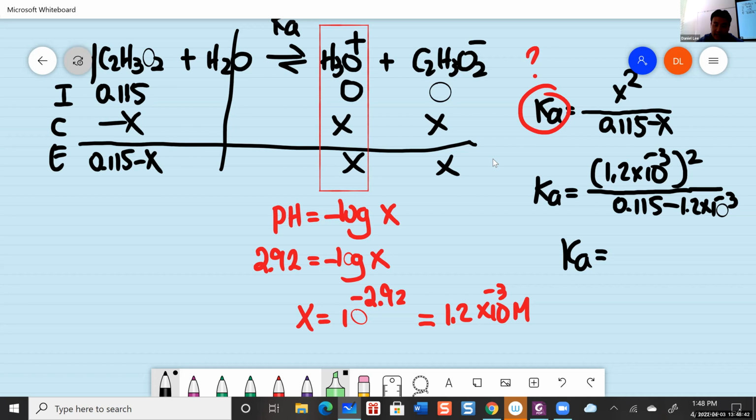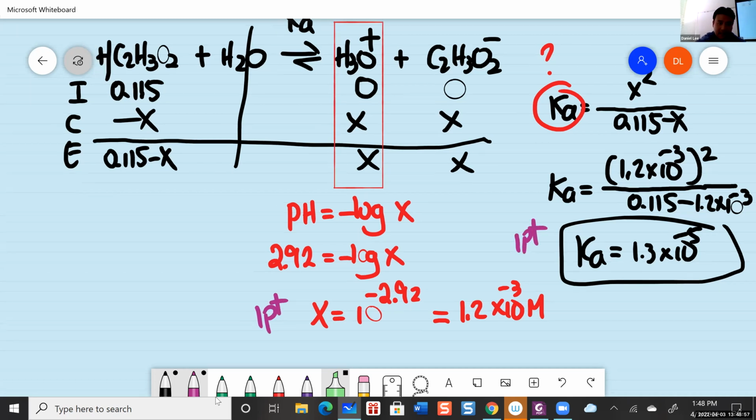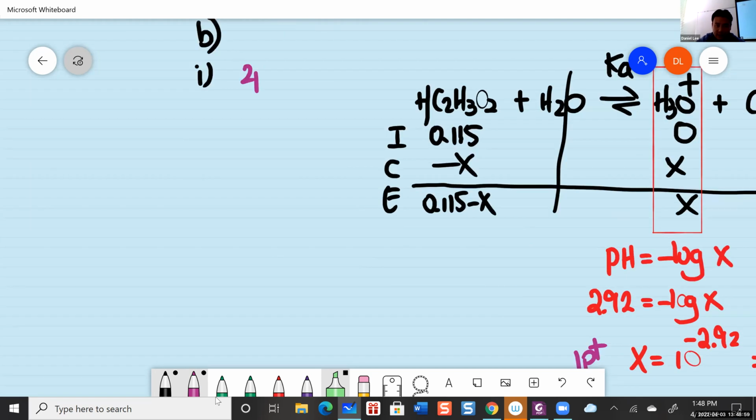I got 1.3 × 10^-5. And that is the answer here. Okay, no units for equilibrium constant as always. Here, there are 2 points. You can imagine 1 point for finding the hydronium concentration and 1 point for the answer. So B1 is 2 points.